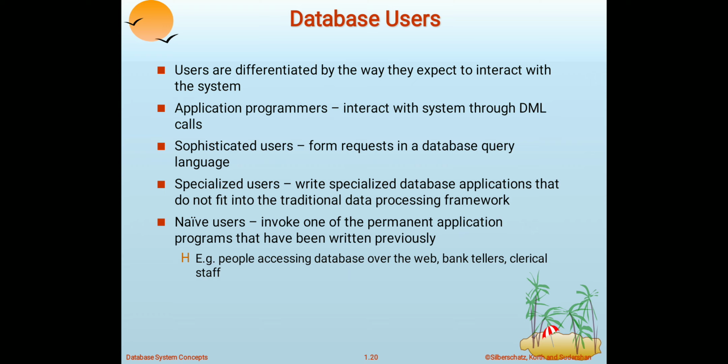And next, sophisticated users, they need to form a request, like the example of creating a new user in any application like Gmail, Amazon, or Flipkart. There we get a form request. That type of user is called a sophisticated user.